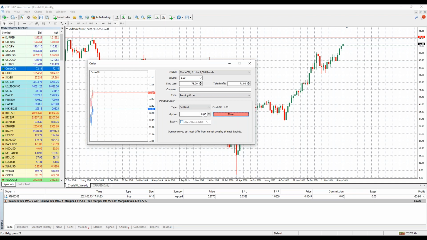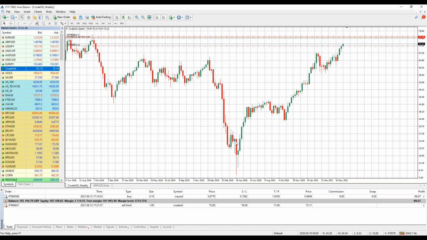Oops, I need my at price. Somehow I knocked it loose. 75, place. Okay, so now we've got a pending order based on an uptrend and stimulus and inflation fears that could drive commodity prices up against a weakening USD. And if oil reaches a major resistance level, which it easily could under these conditions, that could be a spot where you get a strong pullback.